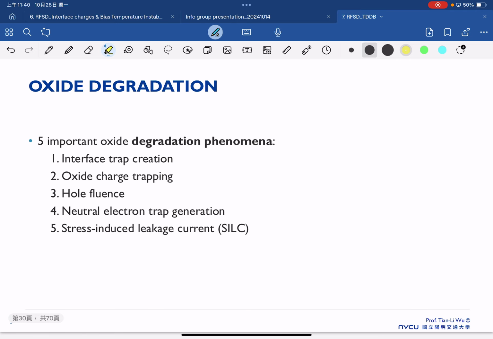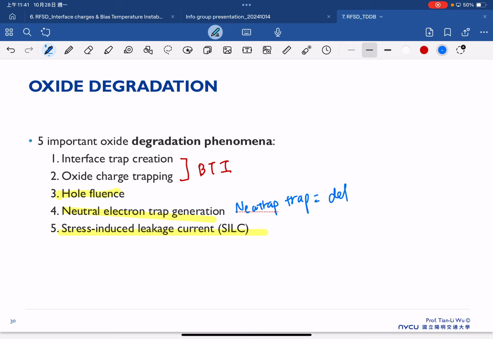So there are five oxide degradation mechanisms here. The first and second are the ones we have already discussed, mainly related to BTI. Then 3, 4, and 5 are the main ones related to TDDB. The third is called hole fluence. The fourth is called neutral electron trap generation. We call it a neutral trap because at the moment the defect is neither a negative nor a positive charge. It's neutral, so that's why we call it a neutral trap. And the last one is the stress-induced leakage current.